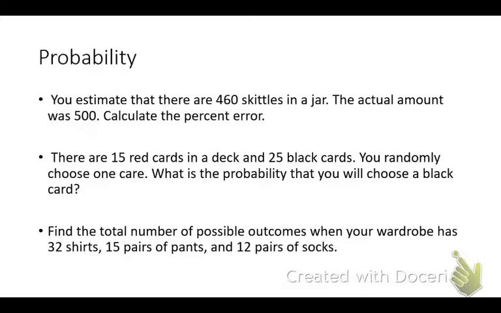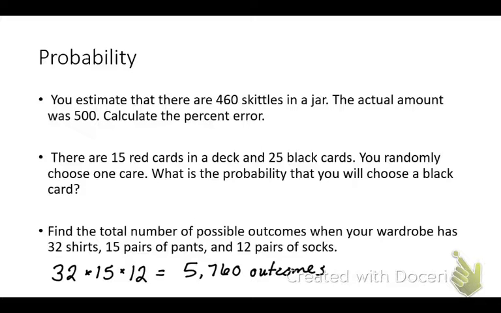Okay, so what you need to do, the total number of possible outcomes means the fundamental counting principle, which says you take the total from each category and you multiply them together. That's all you have to do. 32 times 15 times 12. 5,760. Outcomes, outfits, however you want to say it.